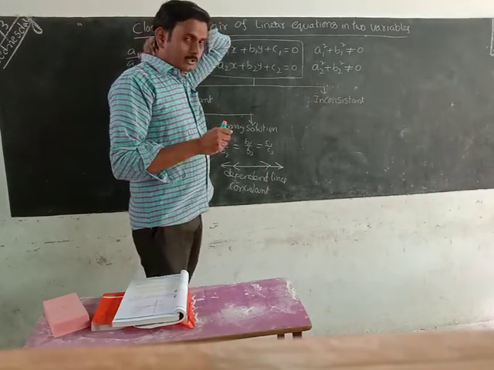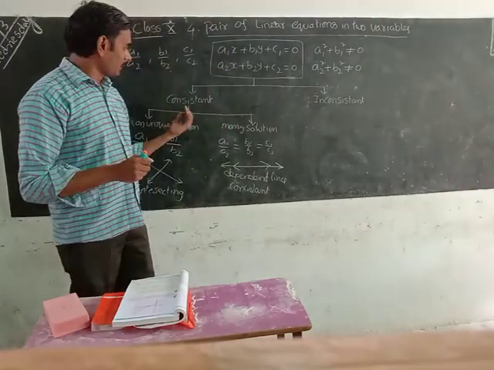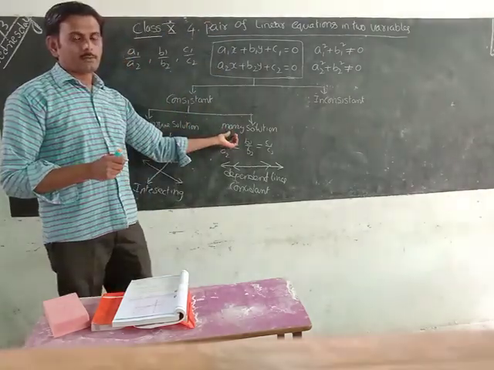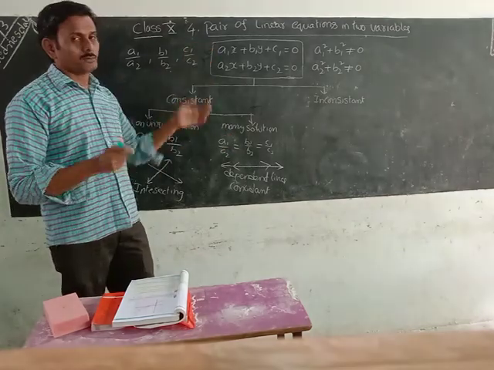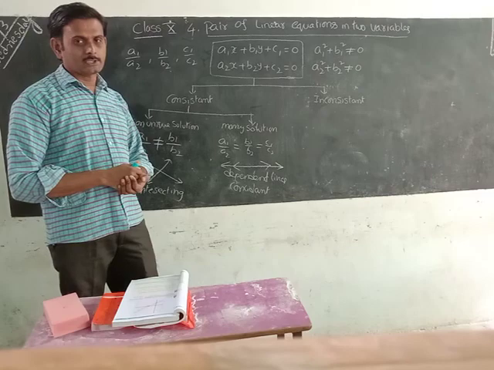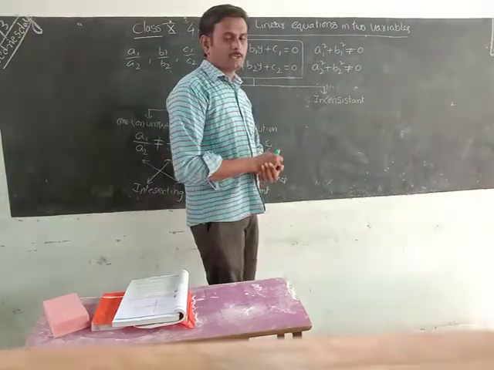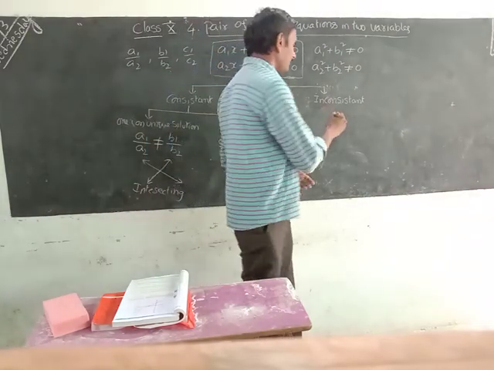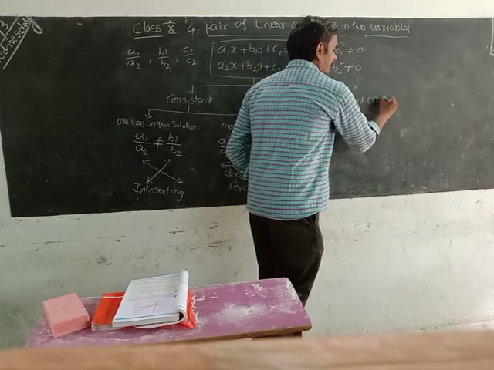Next, whenever a pair of linear equations has one solution or many solutions, those are called consistent lines. Inconsistent means those will not have any solution. No solution.